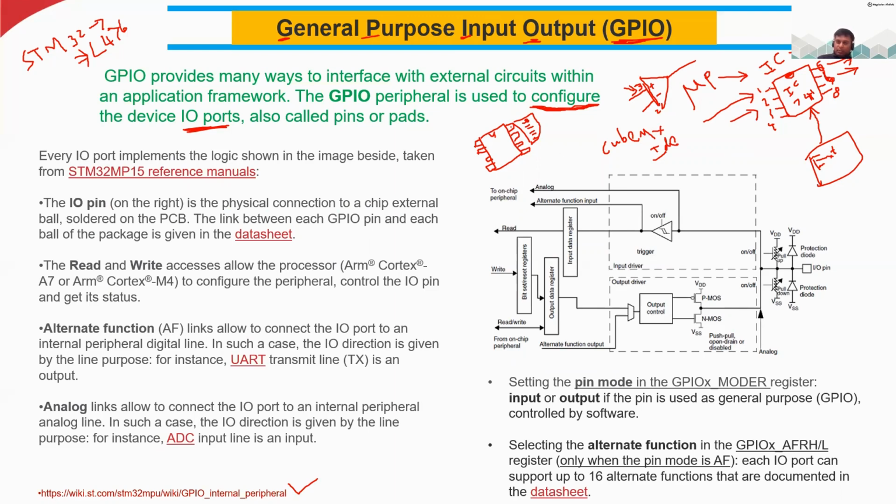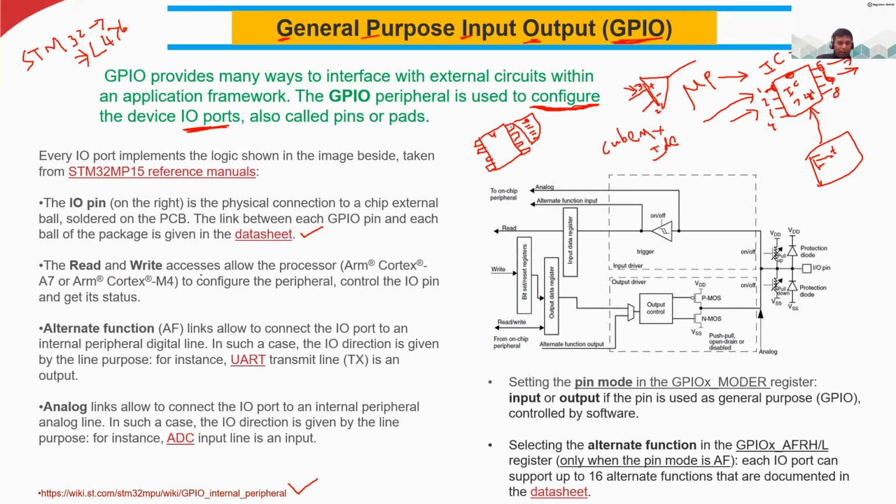So this is just an explanation of how the pin is configured on the chip. The link between each GPIO pin and each ball of the package is given in the datasheet, so this is not really important for you. This is about how we are making the pin, because after we manufacture the chip, we need to have the pin connected to the inside world of this microcontroller or any chip. So we need some kind of small pad. This is the pad which connects the pin and the internal part of this microcontroller or any chip.